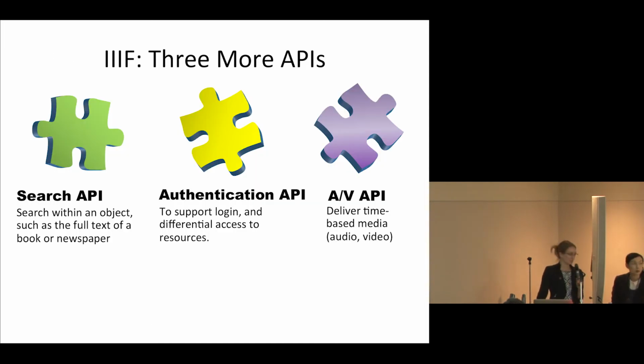There are also a few additional APIs. One allows for searching within annotations, so the content search API. We also have an authentication API if you want to restrict access to certain images. And then we're also working on extending the presentation API to include support for audiovisual materials in addition to images.